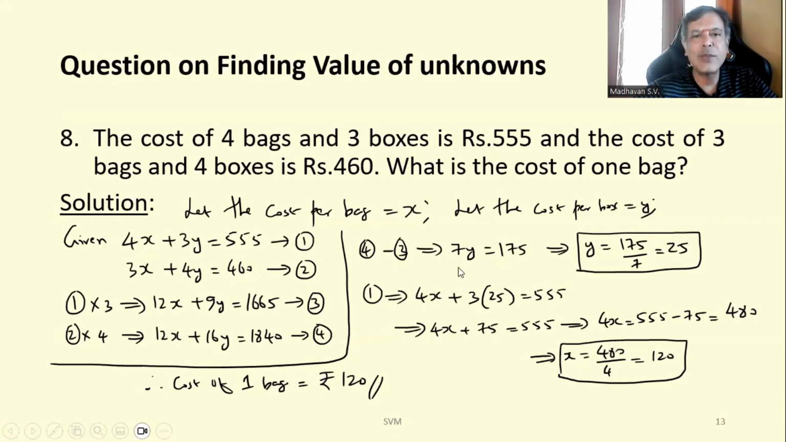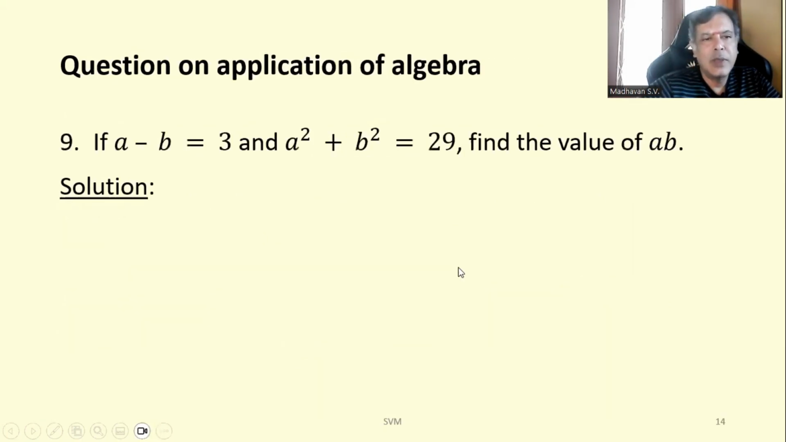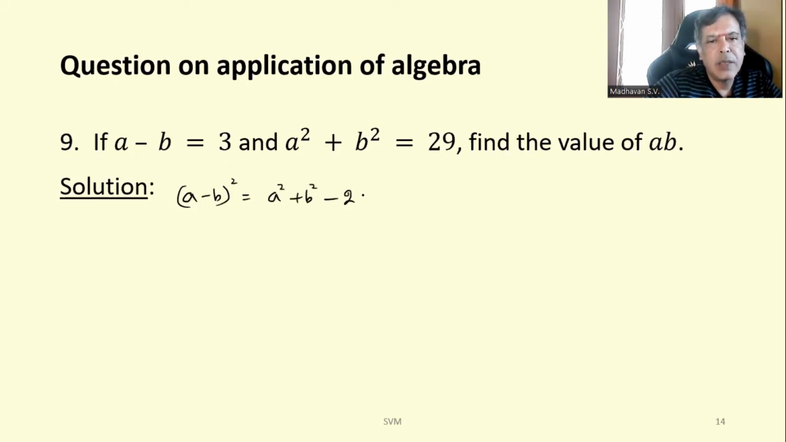Let us move on to the next question. If a minus b equal to 3 and a square plus b square equal to 29, find the value of ab. We have a minus b the whole square is equal to a square plus b square minus 2ab. Now we have a minus b value as 3, so we write 3 square. This value is also given, 29.